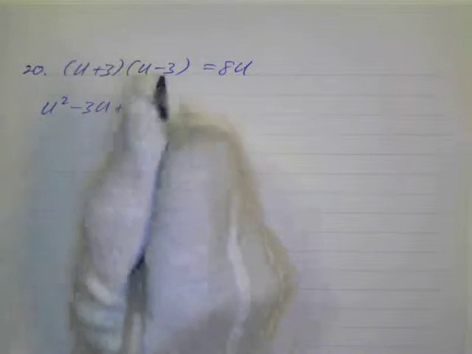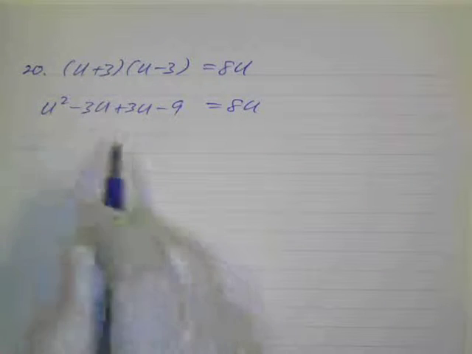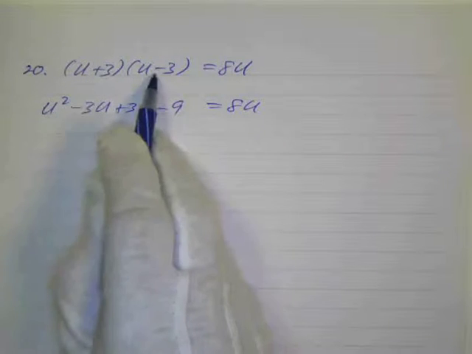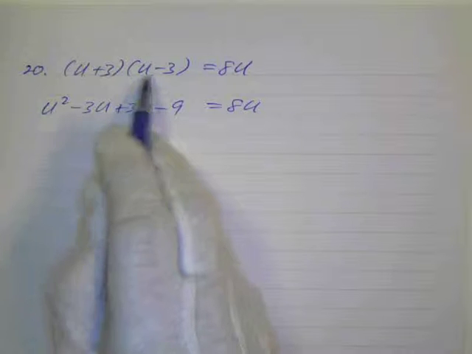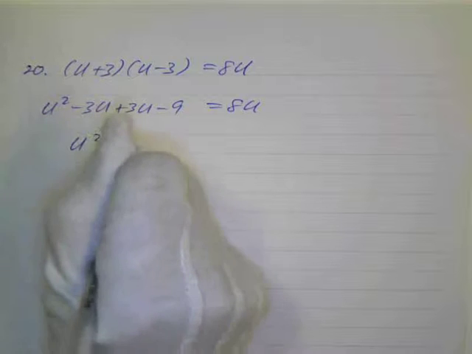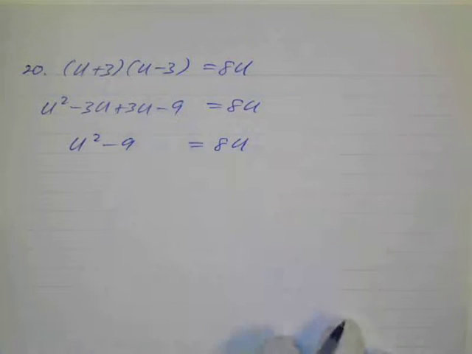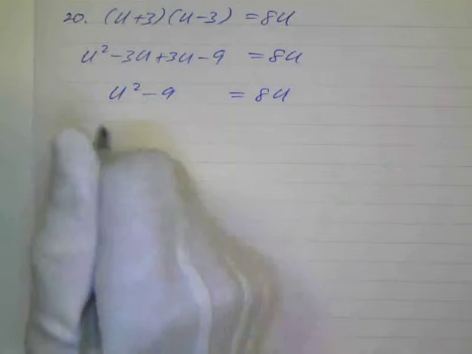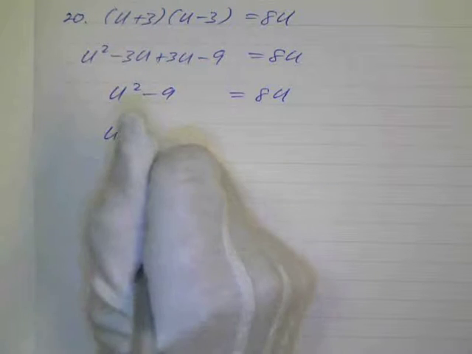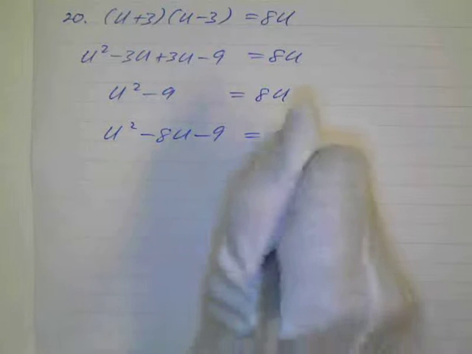And last terms would be negative 9. And that equals 8u. But we notice that this is just the product of the sum and difference, so this is going to end up being, because the three u's will cancel, just u squared minus 9, and that equals 8u. And I want to set it equal to 0 and then factor, so I'll subtract 8u from both sides. So I've got u squared minus 8u minus 9 equals 0.